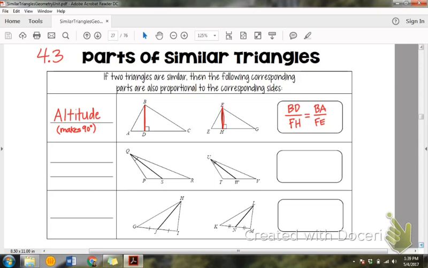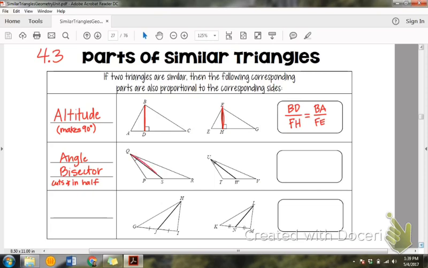The next thing we have are called angle bisectors. In a triangle, you have an angle bisector. What do you think an angle bisector does? Don't think too hard. There we go. Cuts the angle in half. Okay, cuts the angle in half. And the rule says if the triangles are similar, then the angle bisectors are similar, are proportional.